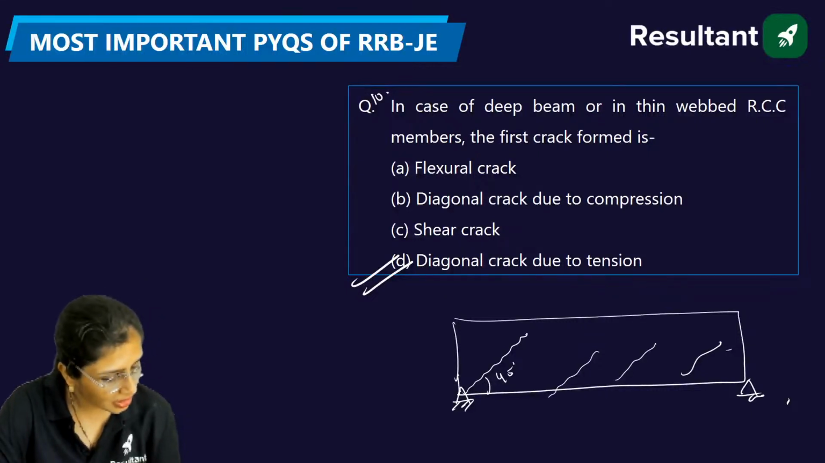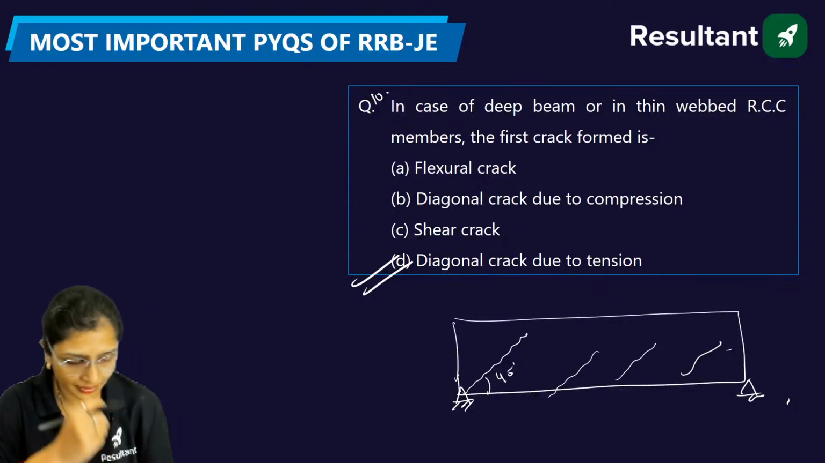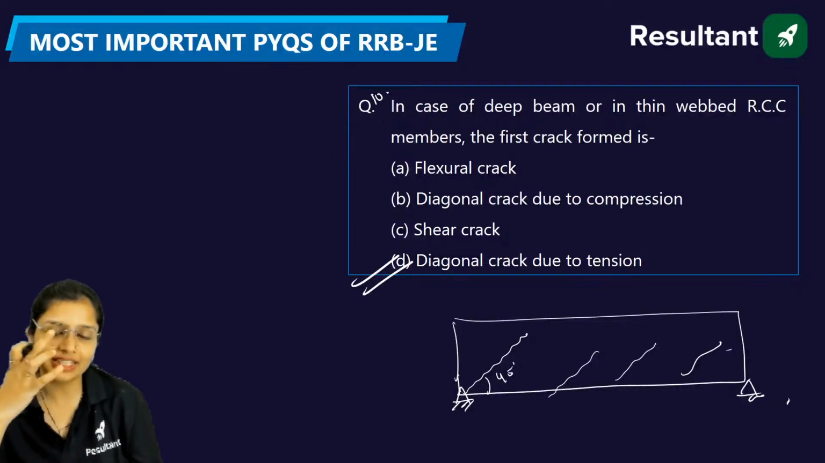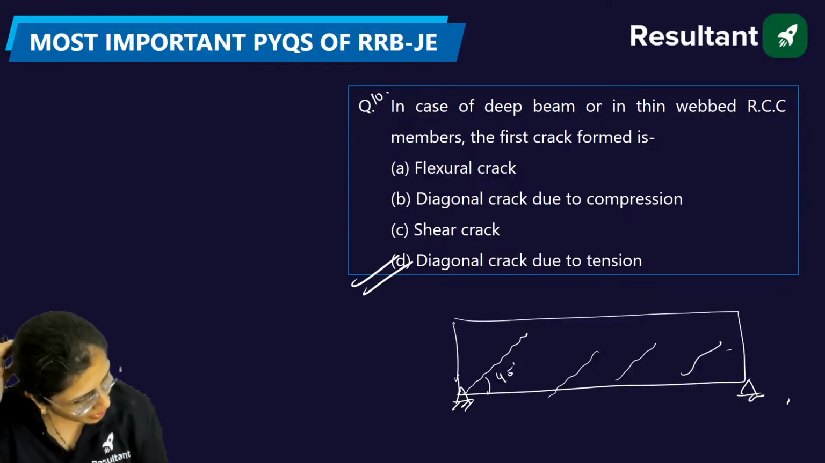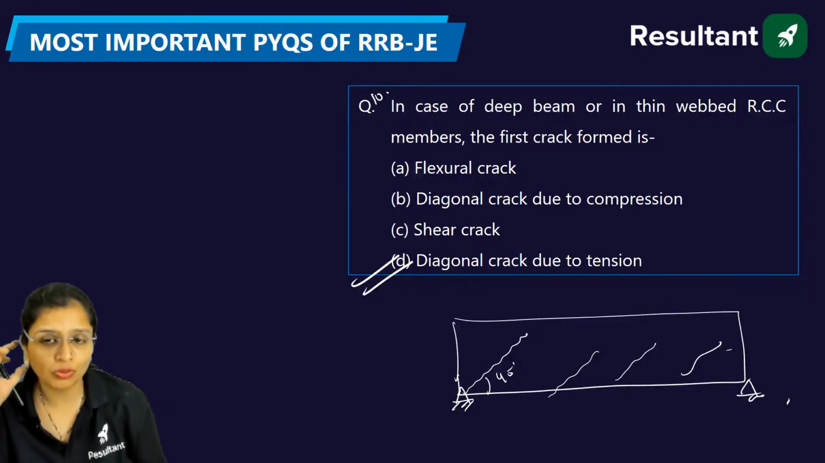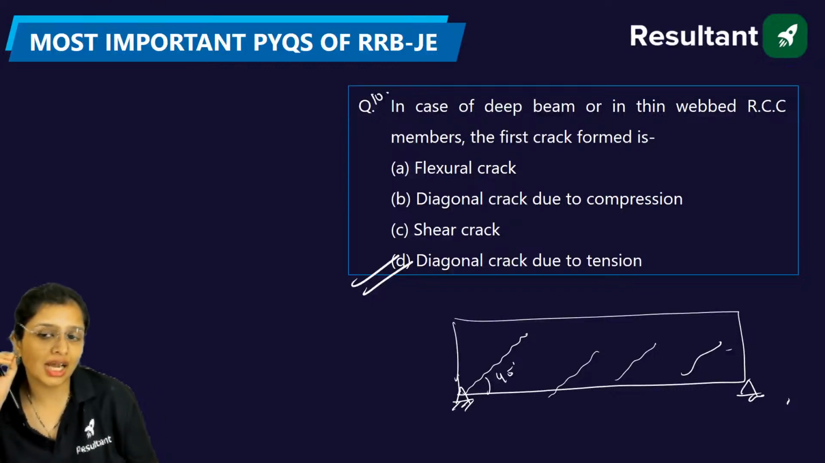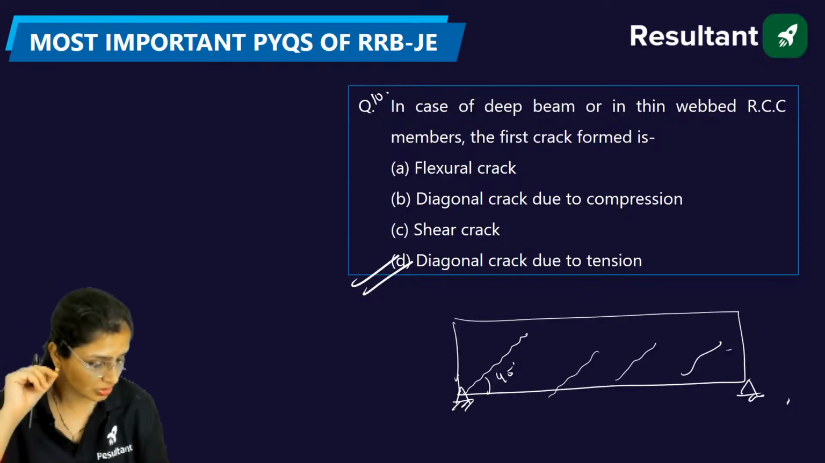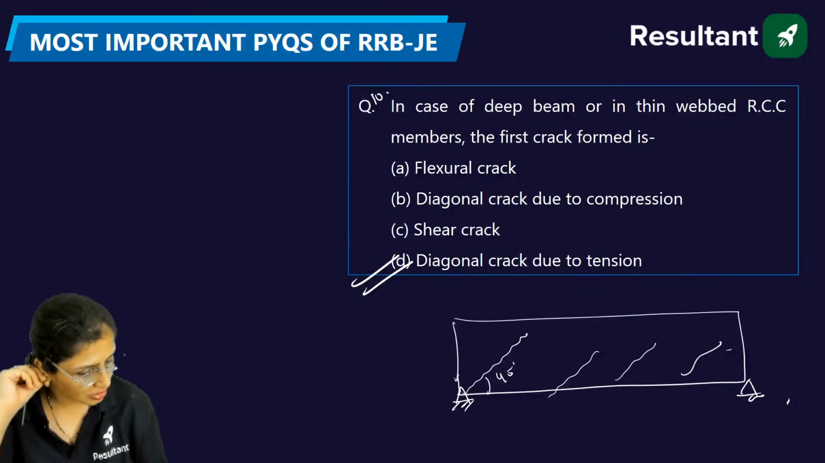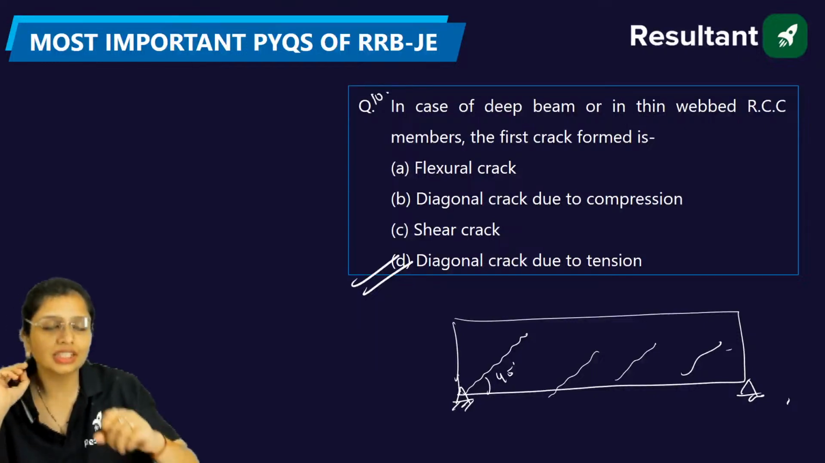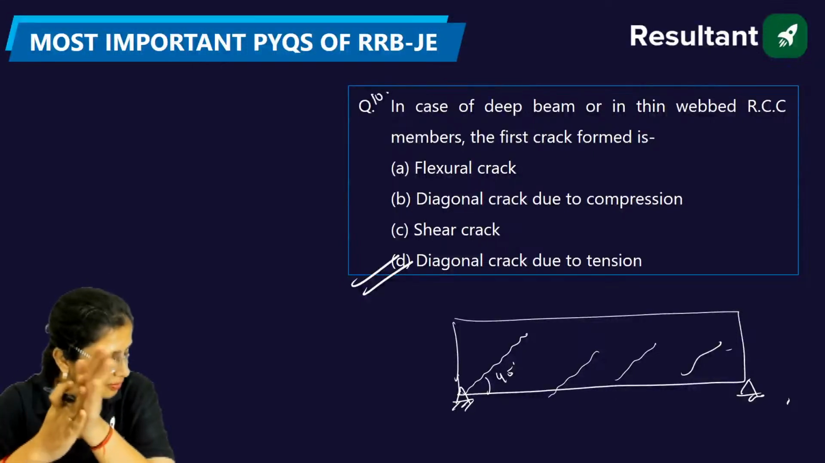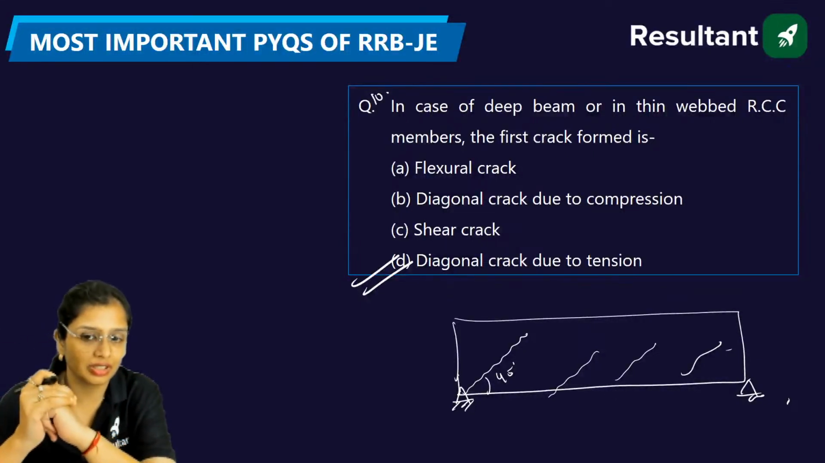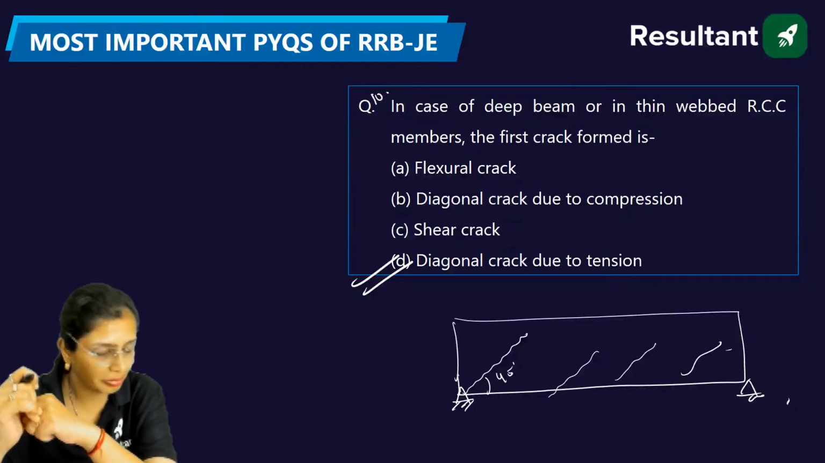Compression के कारण कहाँ से आएगा? See, diagonal tension is the one, na? Diagonal tension is responsible for crack formation near the supports. See, in case of deep beams, thin RCC members, it will be diagonal tension which will be causing the crack near the supports. Okay. The reason is shear force is very high and the bending stress is very small. So that is the reason you will be getting these diagonal cracks. Okay, so D will be the answer, not B.